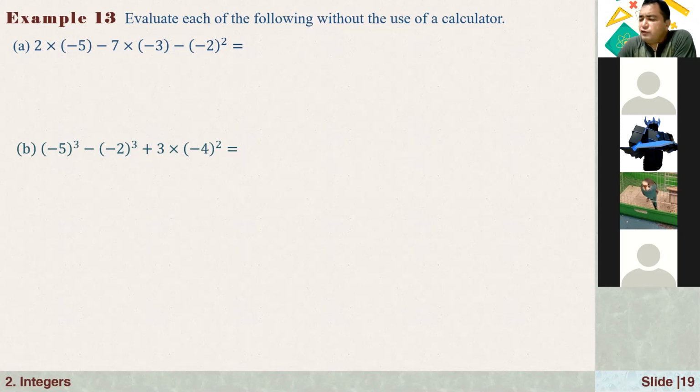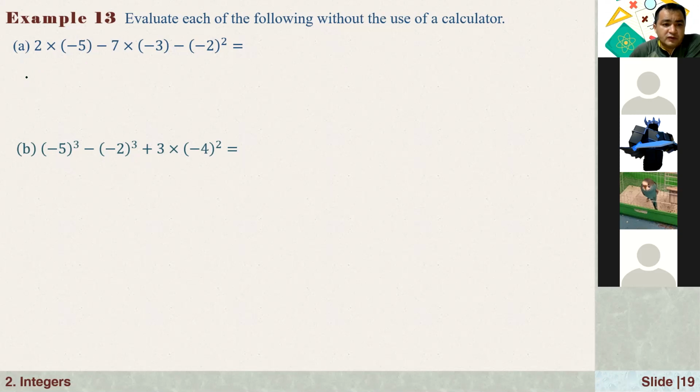At the beginning, if you don't understand much, no problem. As you practice more and more, you will see that these are very, very easy things. Let's finish this, and after that, I will answer your questions. We will have a discussion. Now here, evaluate each of the following without the use of a calculator. So you are not allowed to use a calculator. Maybe you should do this, and after that, using a calculator, you can check your answer.